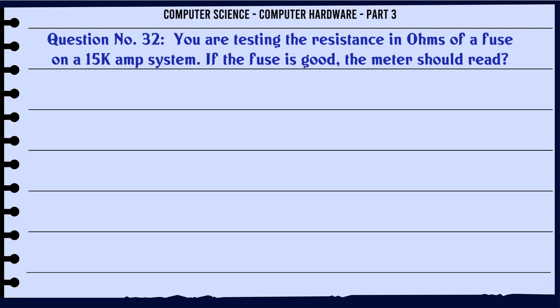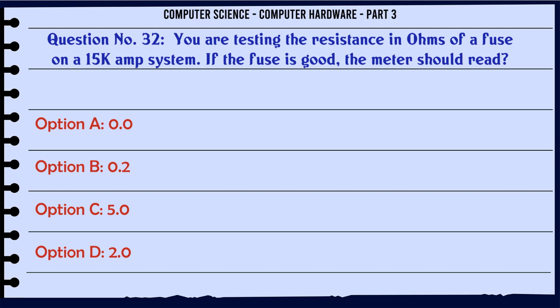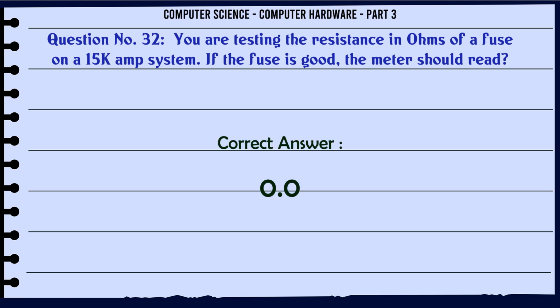You are testing the resistance in ohms of a fuse on a 15K amp system. If the fuse is good, the meter should read A. 0.0, B. 0.2, C. 5.0, D. 2.0. The correct answer is 0.0.